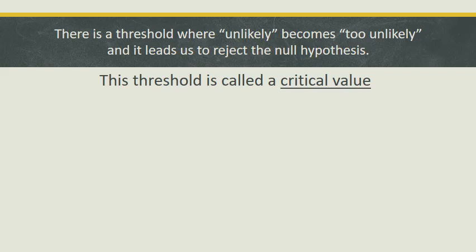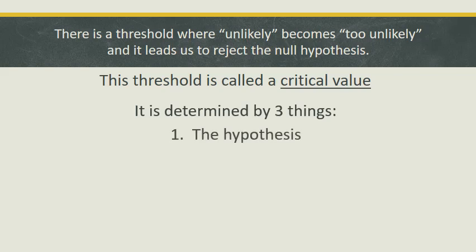What do you think that threshold is for the coin example? 60 heads? 65 heads? 70 heads? Eventually, you would reach a point where you would have to say enough is enough. It is too unlikely to believe that a fair coin could do that. There are actually three factors that determine where the critical value is. The first is the hypothesis. And as we shall see, there are three kinds of them.